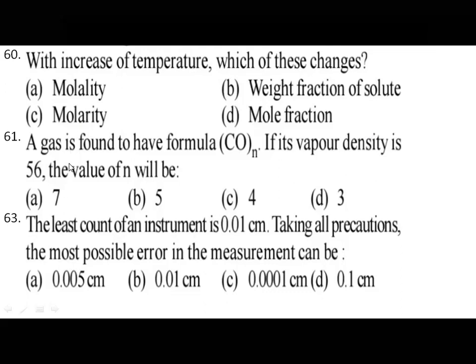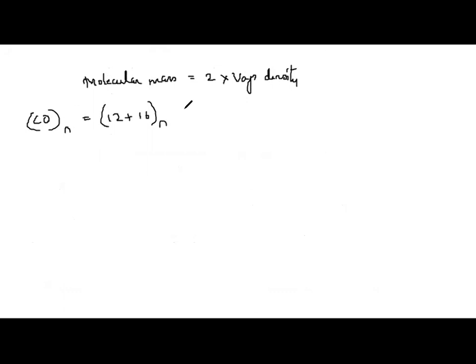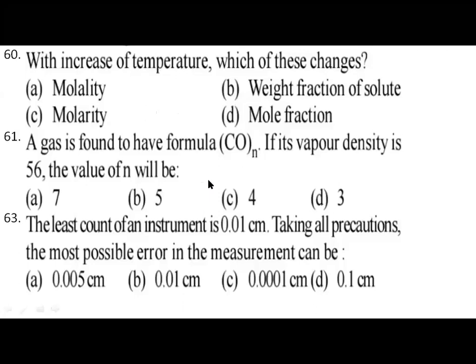Okay. Next, a gas is found to have the formula CON. If its vapor density is 56, then what is the value of N? The formula, we know that molecular mass is equal to 2 into vapor density. They are saying CON is the compound. So what will be the mass? It will be 12 plus 16 into N, that is equal to 2 into, how much vapor density is given? 56. Correct. So 12 plus 16 is 28 into N is equal to 112. So N will be equal to 112 by 28, and that is equal to 4. Very direct question.